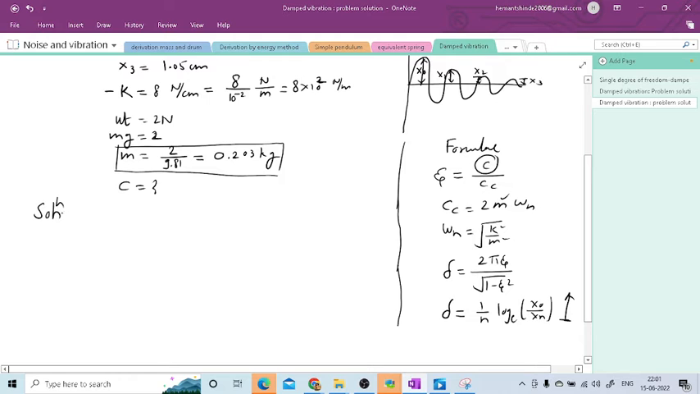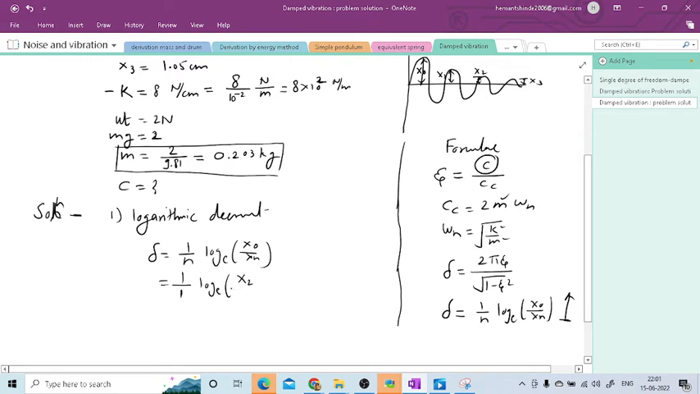Now to solve this, first determine the logarithmic decrement. For logarithmic decrement, I am going to use this formula. Delta is equal to 1 by n log to the base e x naught by xn. If I use number of cycles 1, then this will become x2 by x3, means for successive cycles. So the number of cycles is equal to 1. So I have used the successive cycles.